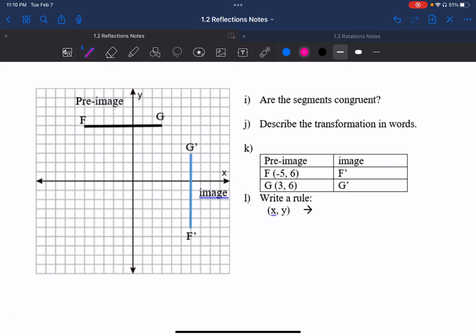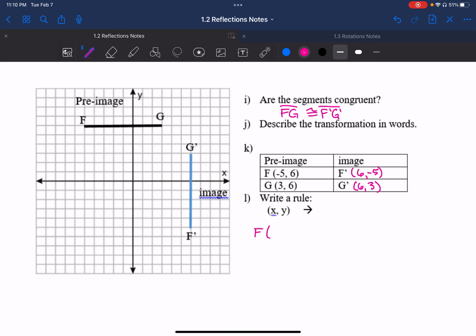So are they congruent? Yes, they are both 8 units long. So I will say that FG is congruent to F prime G prime line segment. And I can go in, I can find those new coordinate points. 1, 2, 3, 4, 5, 6. So both of these have an x value of 6. G is positive 3. F is negative 5.